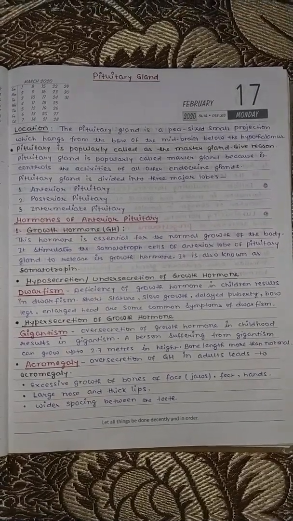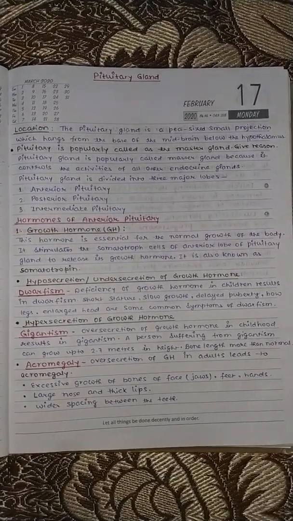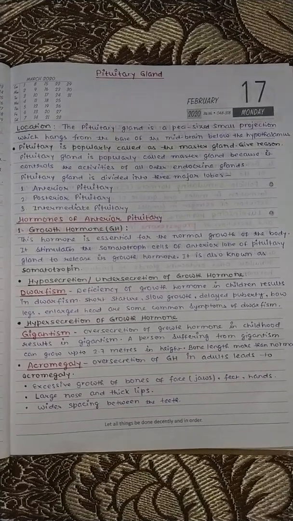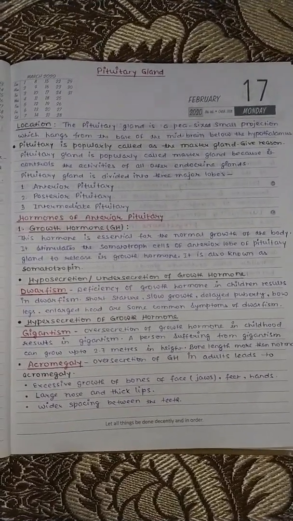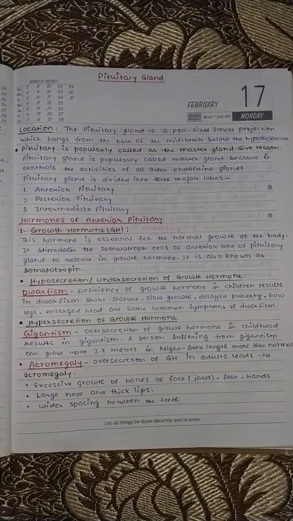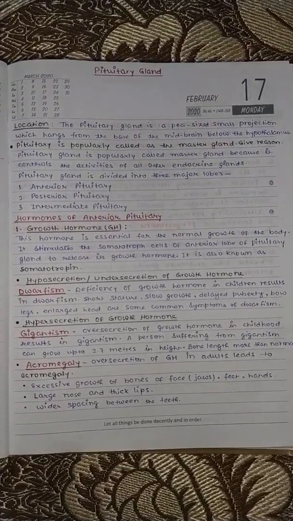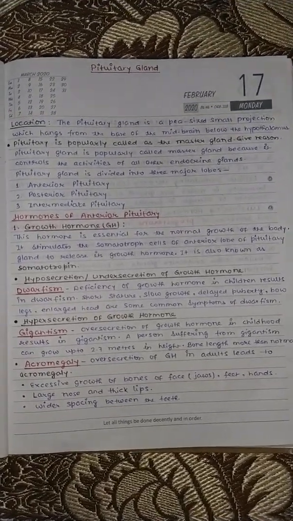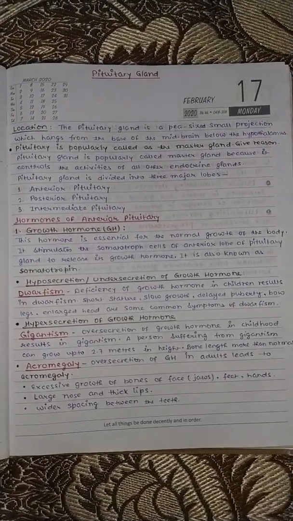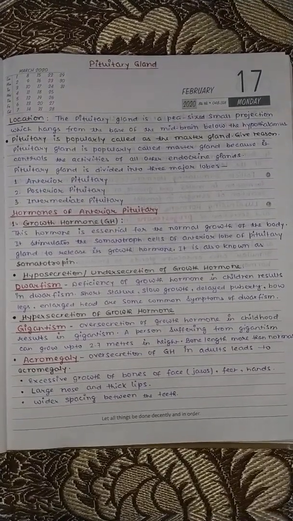Students, if growth hormone is secreted in less quantity than normal or usual, then it is called hyposecretion, H-Y-P-O, hyposecretion. And if this hormone is secreted in more quantity than usual, then it is called hypersecretion, and both are not good for our body.